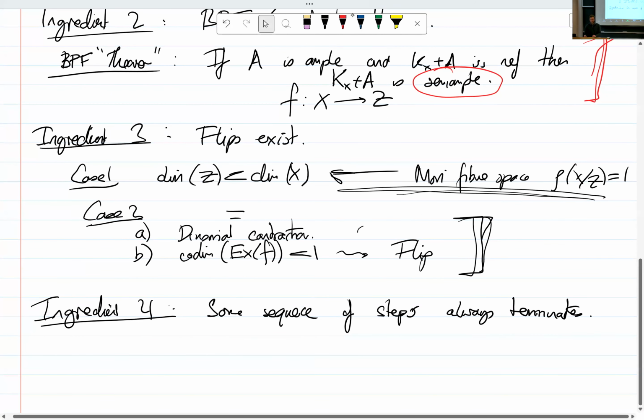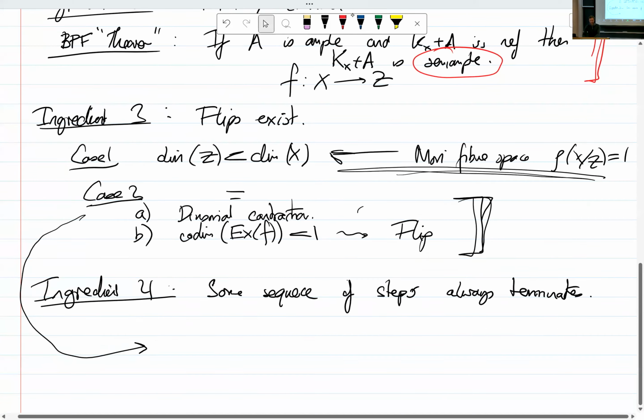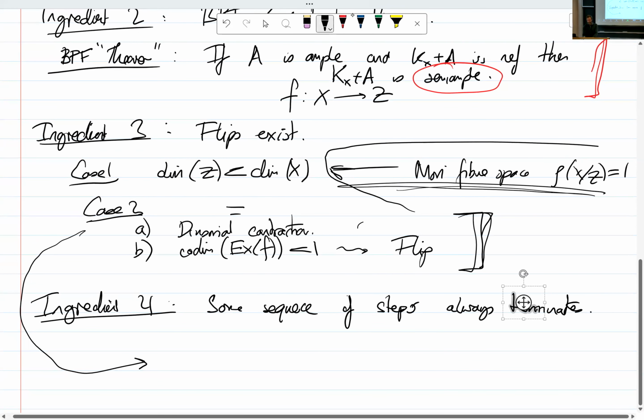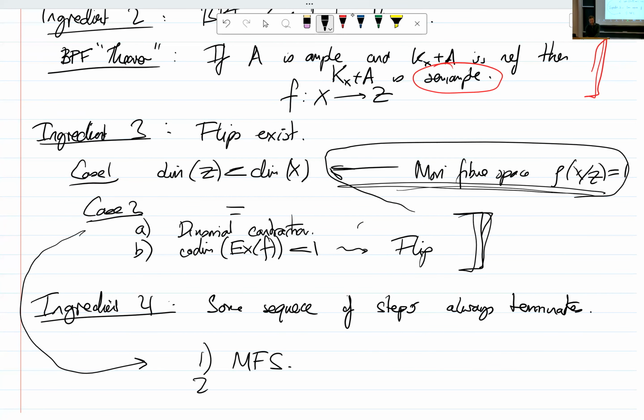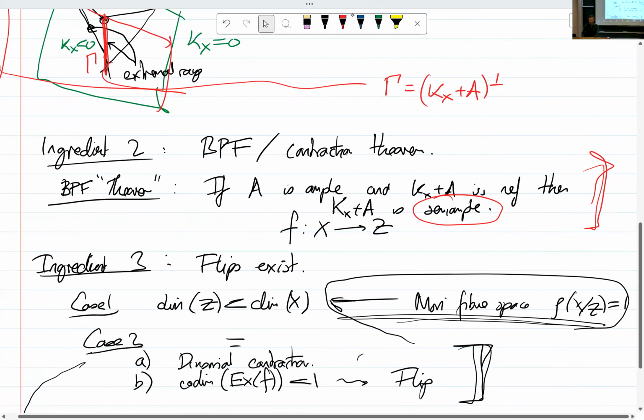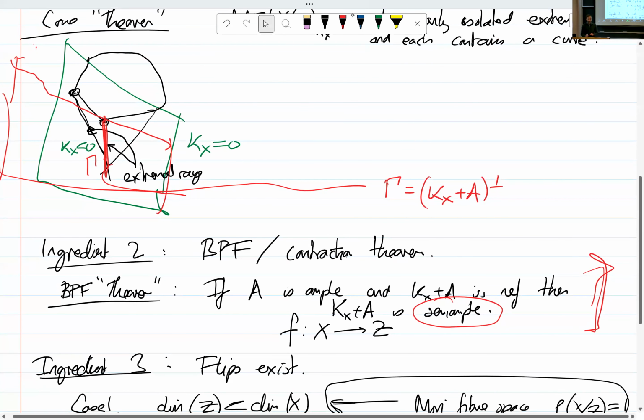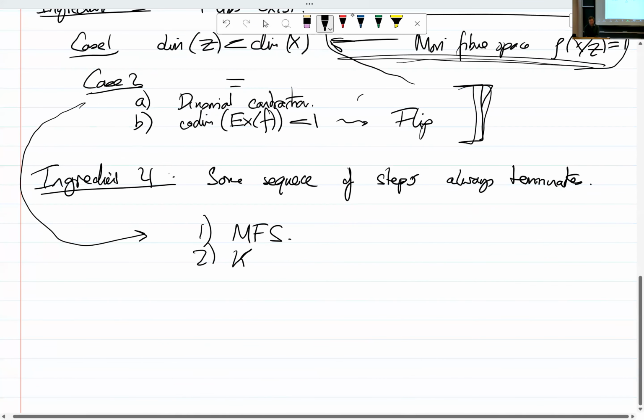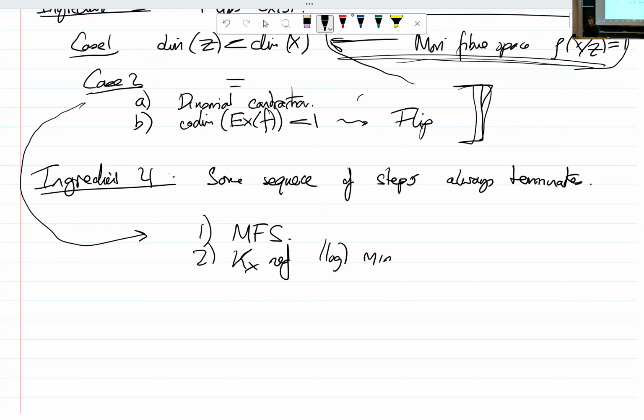And that brings me to the outcome. If it terminates with this Mori fiber space we've already seen, then that is one of the ways it can terminate. The other way it can terminate is you just run out of extremal rays to try to contract. That is, you run out of K_X-negative extremal rays. The only way that can happen by the cone theorem is if there are no K_X-negative curves at all, in which case you end up with K_X nef, meaning we call this a log minimal model. So you end up with one of these two outcomes.